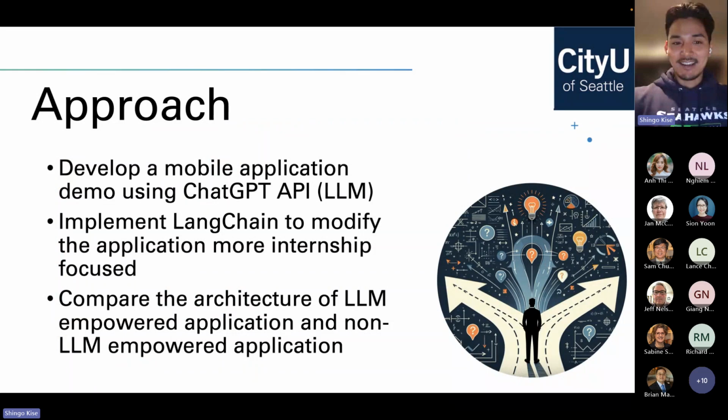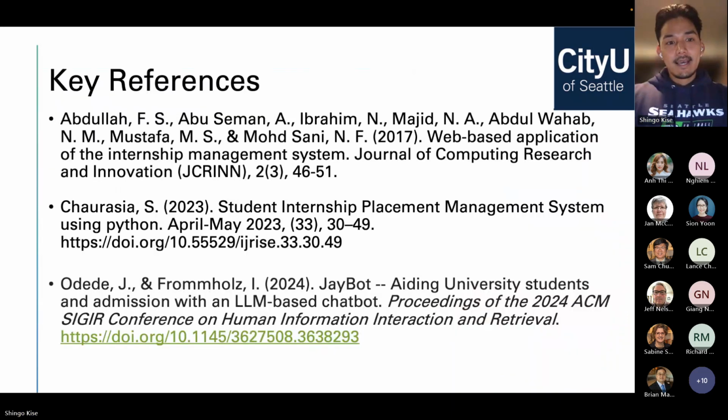Yeah, so like I already said, this is my approach. I'll be developing a mobile application using the ChatGPT API and implementing LangChain. We haven't really talked about that, but basically I'll implement LangChain to customize ChatGPT more towards internship-related chatbots. And then there'll be comparison, data collection, and analysis, all that stuff, I believe. Here are the key references.